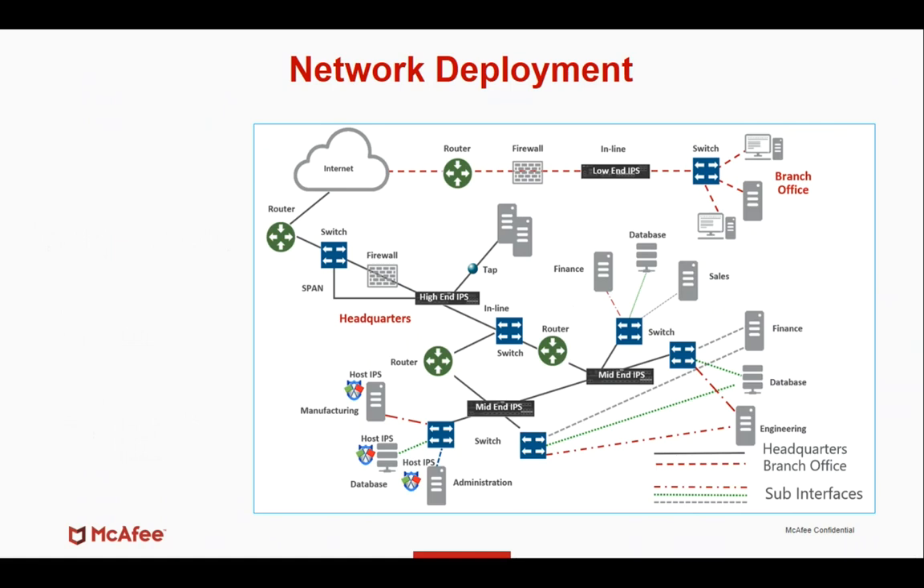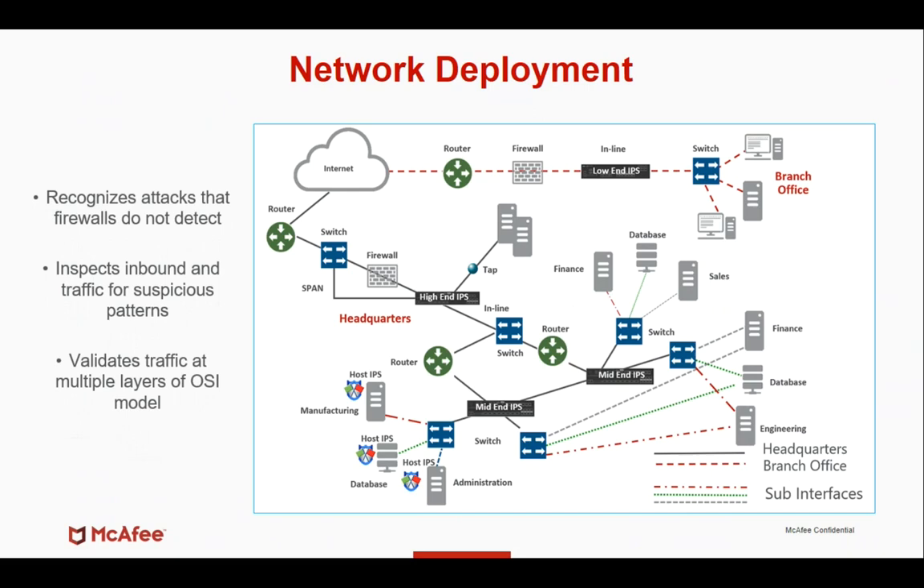In a few of the previous slides, we saw a very basic network diagram related to the network IDS or IPS. Here is an example of an organization with an IPS deployment, which is generally observed in a corporate network. This network setup has the company headquarters on the internet, a branch office also connected to the internet, and various internal segments, that is engineering, database, finance, manufacturing, and many others, generally distributed through various VLANs, that is virtual LANs, marked here as sub-interfaces.